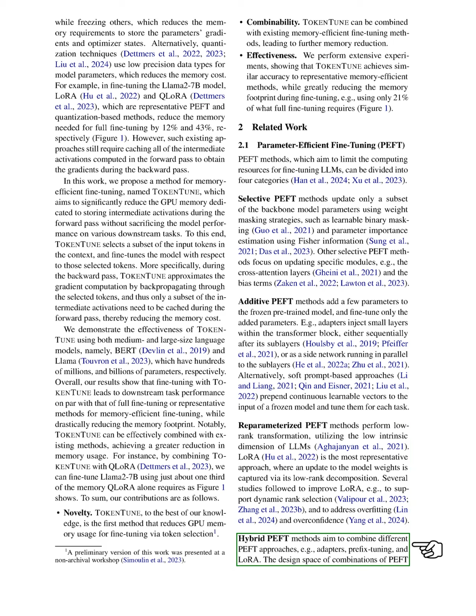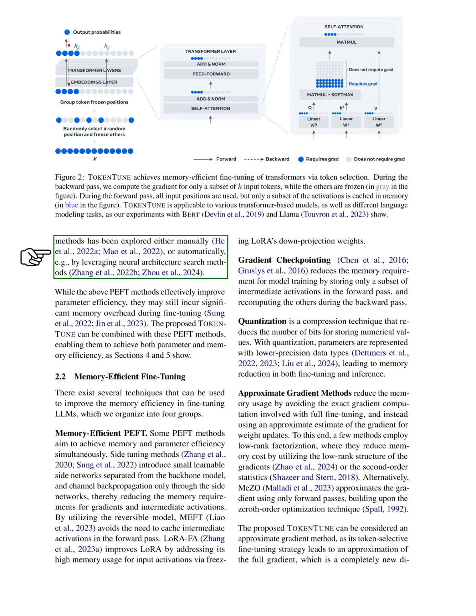Section: Hybrid PEFT. In this section, we discuss hybrid PEFT methods, which aim to merge various PEFT approaches like adapters, prefix tuning, and LoRA. We have explored the design space for combining these methods, both manually and through automated techniques like neural architecture search. While these PEFT methods enhance parameter efficiency, they can still lead to high memory usage during fine-tuning. Our proposed TokenTune can be integrated with these methods to improve both parameter and memory efficiency, as demonstrated in our experiments.